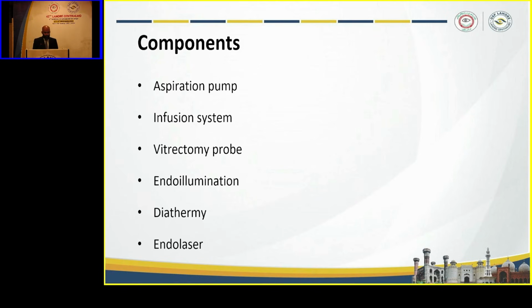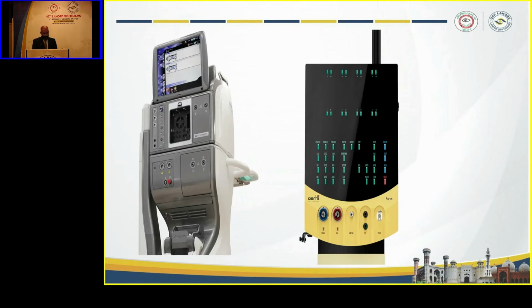There are several components of a vitrectomy machine. Major components are an aspiration pump, an infusion system, vitrectomy probes or vitrectomy cutters, endoillumination, diathermy, and endolaser. These are some of the commonly used vitrectomy machines.